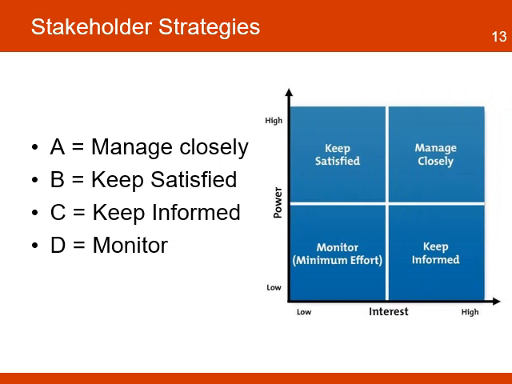For category A, the strategy is to manage the relationship very close, for example, a donor. In category B, the strategy is to manage the relationship by keeping the concerns of the stakeholders satisfied, for example, a government official. For category C, the strategy is to keep them informed about the project and maintain their level of interest, for example, a partner organization. And for category D, the strategy is to maintain a minimum effort to manage the relationship and monitor to see if their levels of interest or influence are changing.